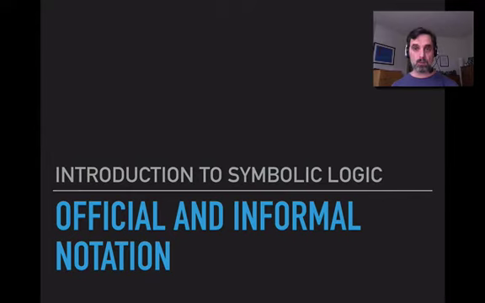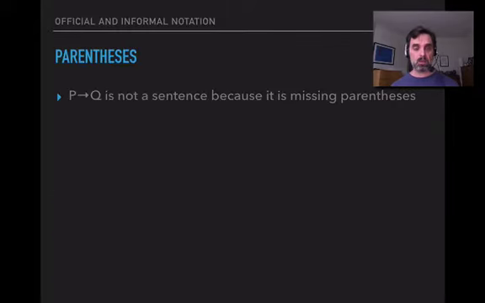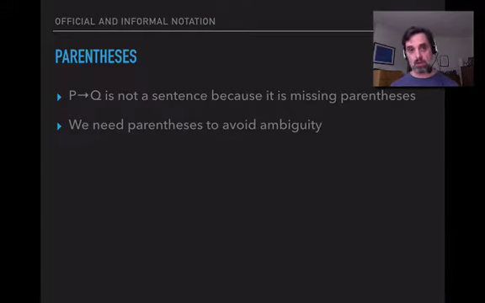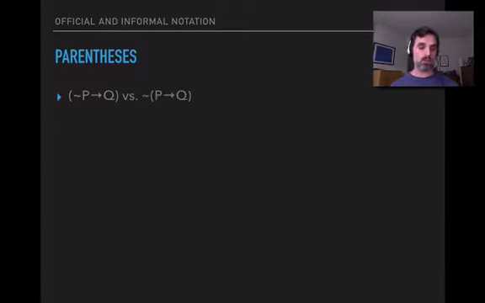In this video, I'm going to talk about official and informal notation, which involves parentheses. So remember that P arrow Q is not a sentence, and that's because it's missing parentheses. And we need parentheses to avoid ambiguity. Just to see that point, consider these two sentences.